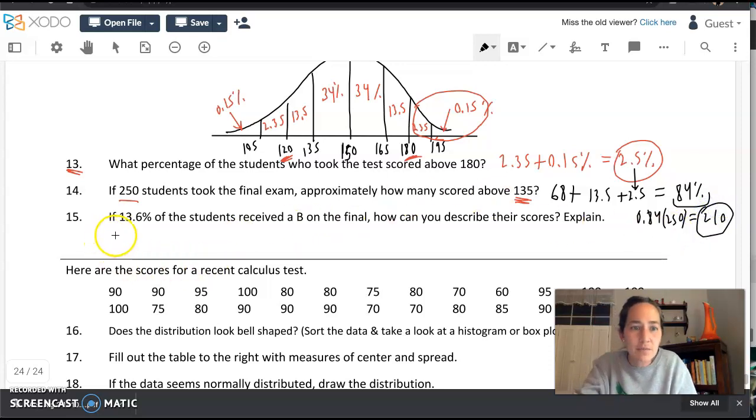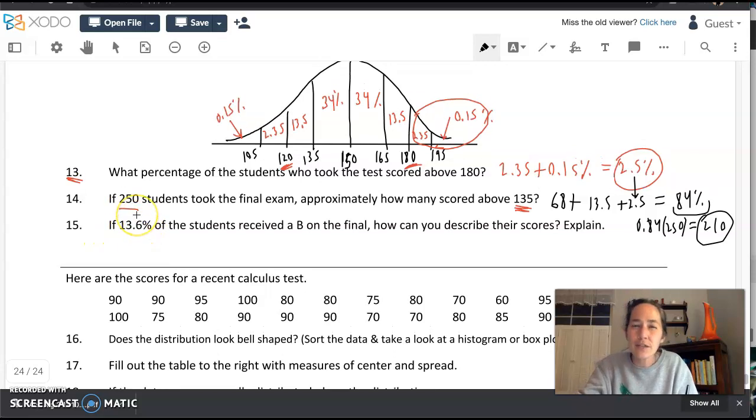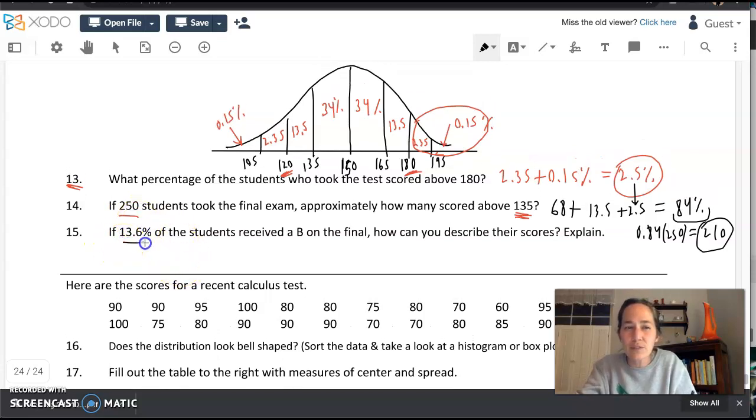All right, 15. Now this is an interesting question. 13.6% of students received a B on the final.